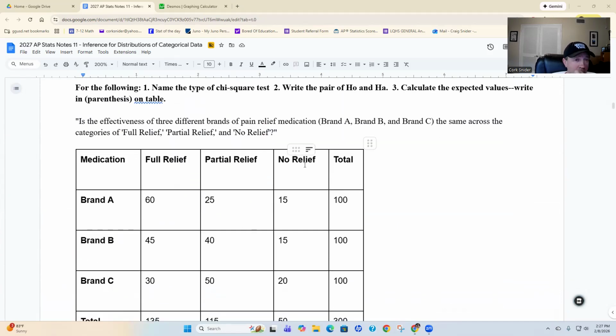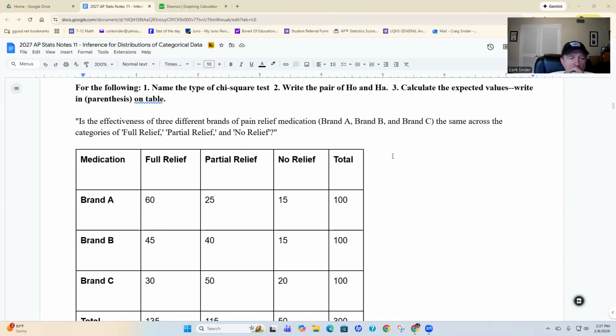Okay, same thing. So which one would this be? We're going to name the chi-square type, write a pair of H0 and HA, calculate expected values, and write inputs in the table. Let's do this all together, okay? Is the effectiveness of the 3 brands of preventive medicine the same across all the categories?